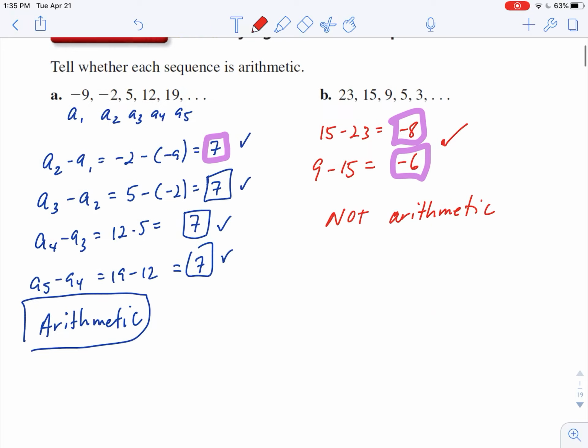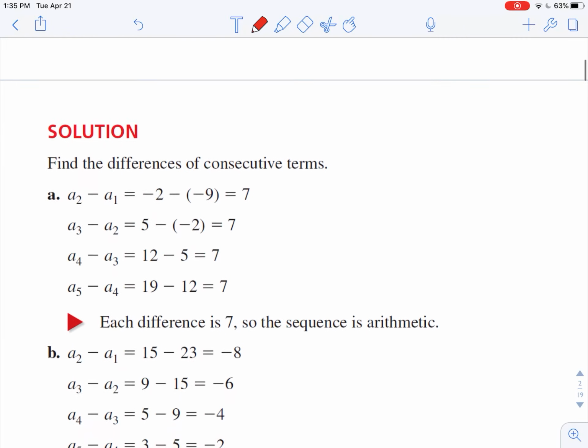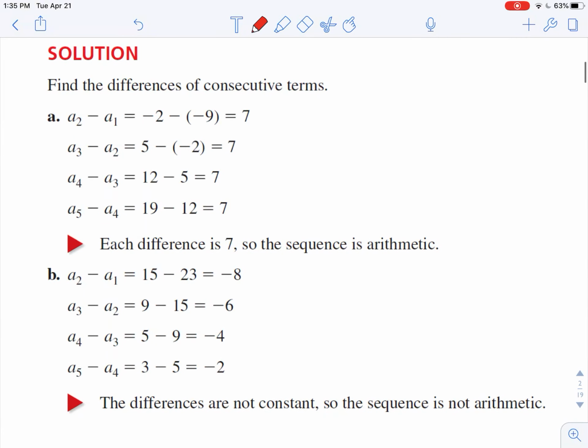Okay, so moving on. And this is how the book presents it, and it's sort of a pretty similar work. See that they're taking the second term and they're subtracting the first term from it, and they're getting a value of 7 when they do that. And they verify that as they go. They're taking the third term and subtracting the second term from it, and they're still maintaining that it's a 7. So this is how the book would establish both of those answers.